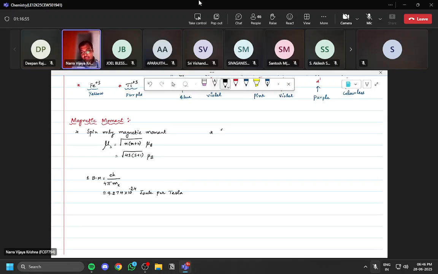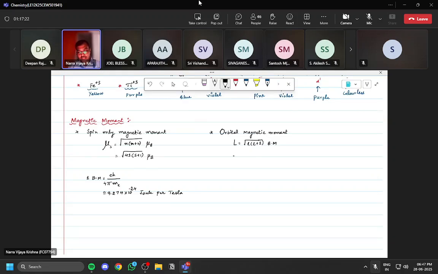Then what about orbital magnetic moment? What will you write? Capital L equal to root of l into l plus 1 Bohr magneton.